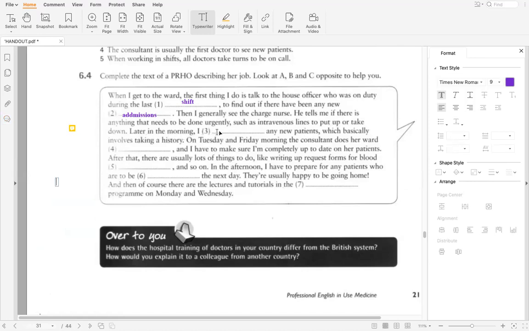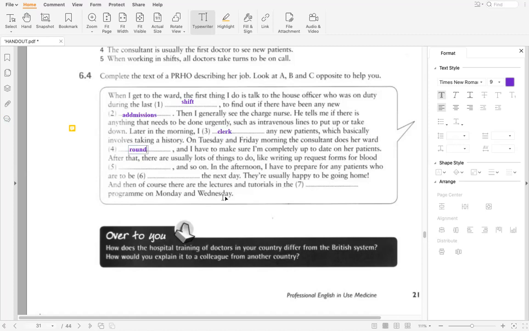Later in the morning, I what any new patients? So here, I clerk, which basically involves taking a history. Taking a history of the patients means clerk. On Tuesday and Friday morning, the consultant does her what? Word round. And I have to make sure I'm completely up to date on her patients.